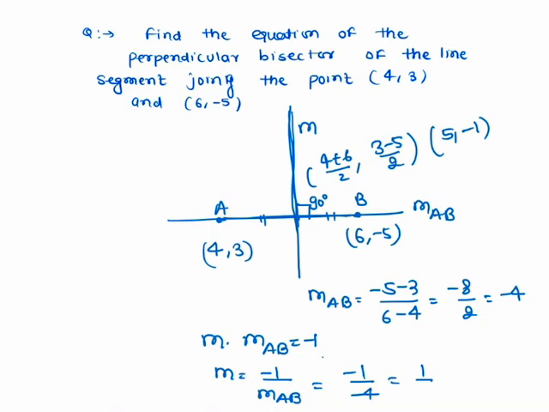Now the point is given as 5, minus 1 and the slope m is given as 1 by 4. So y plus 1 equals slope 1 by 4 into x minus 5. If I simplify, 4 into y plus 1 equals x minus 5, so x minus 4y minus 9 equals 0. So this is the line equation which bisects the line segment AB.